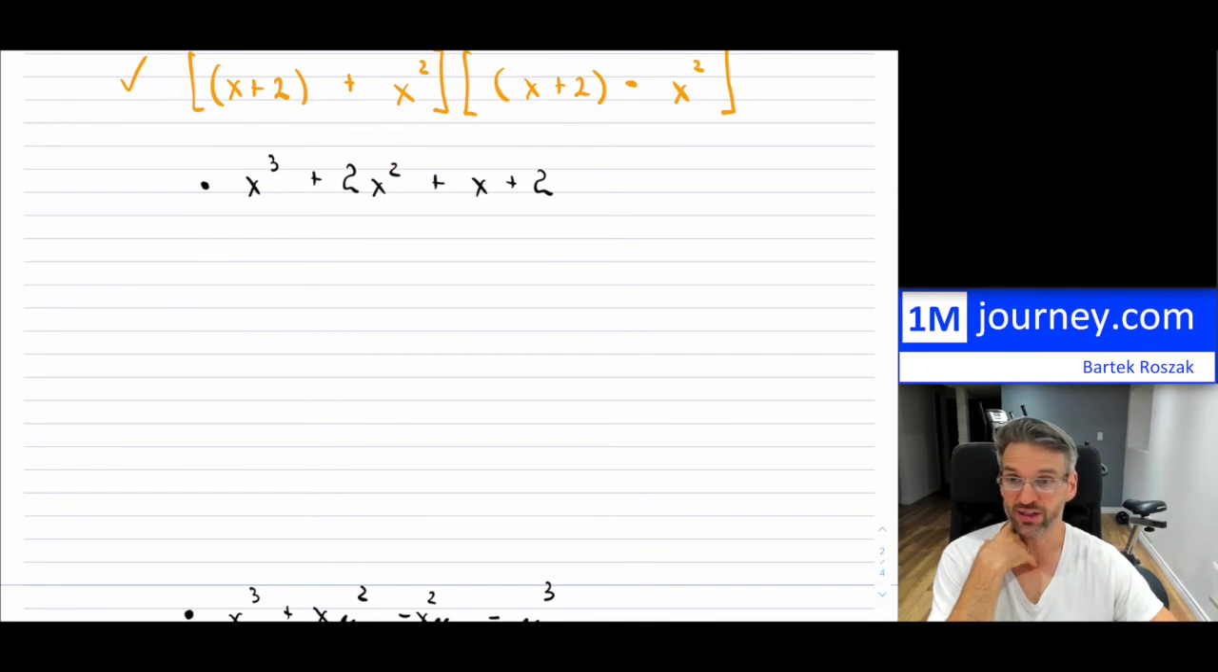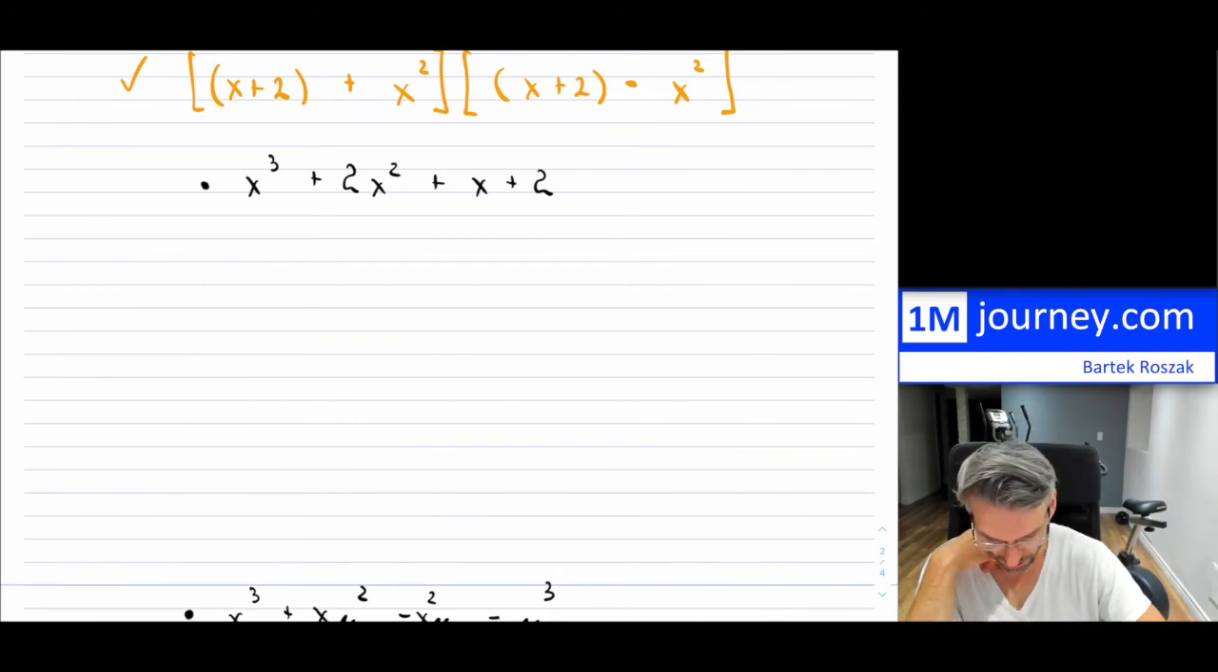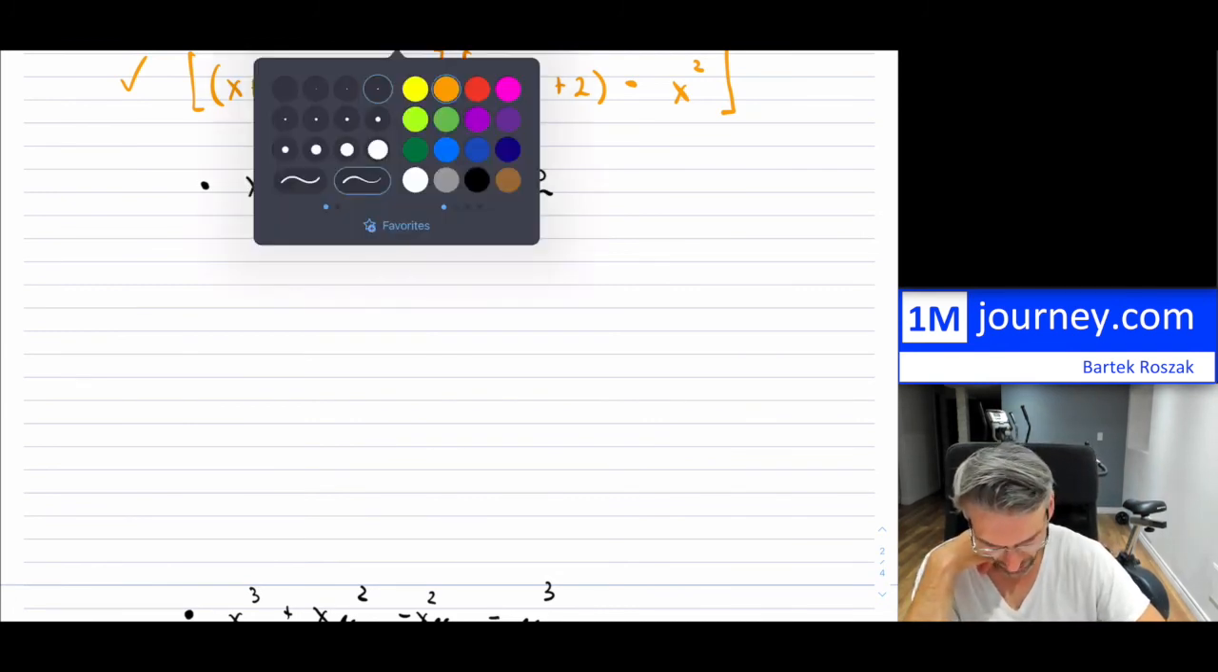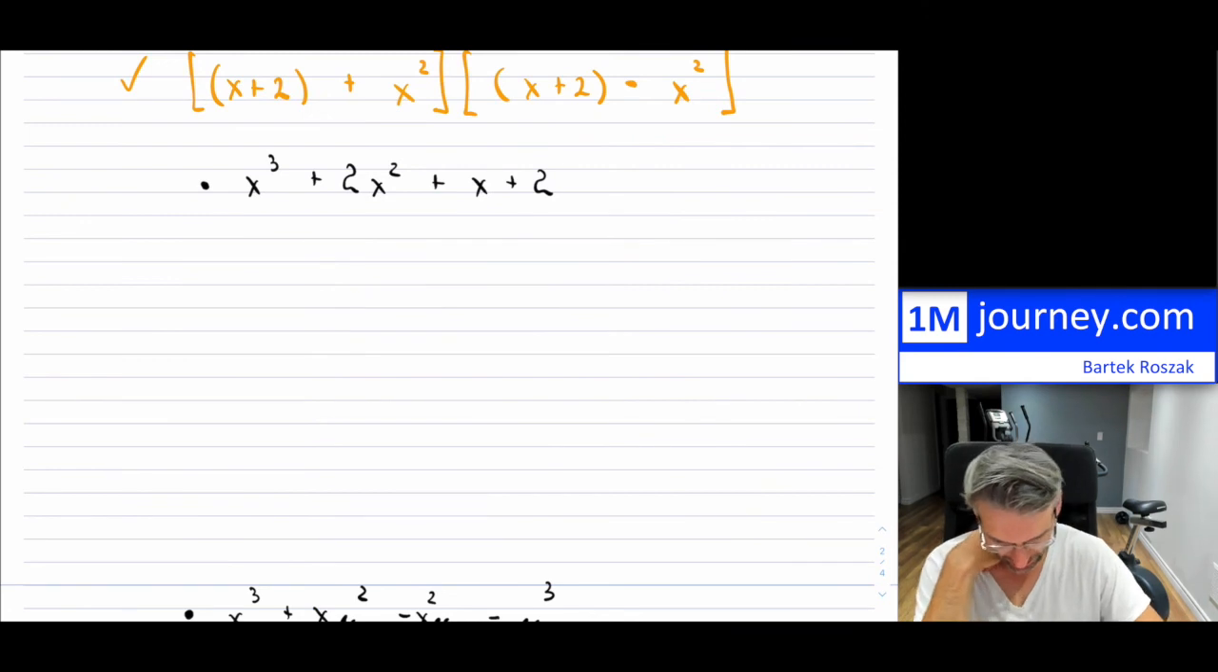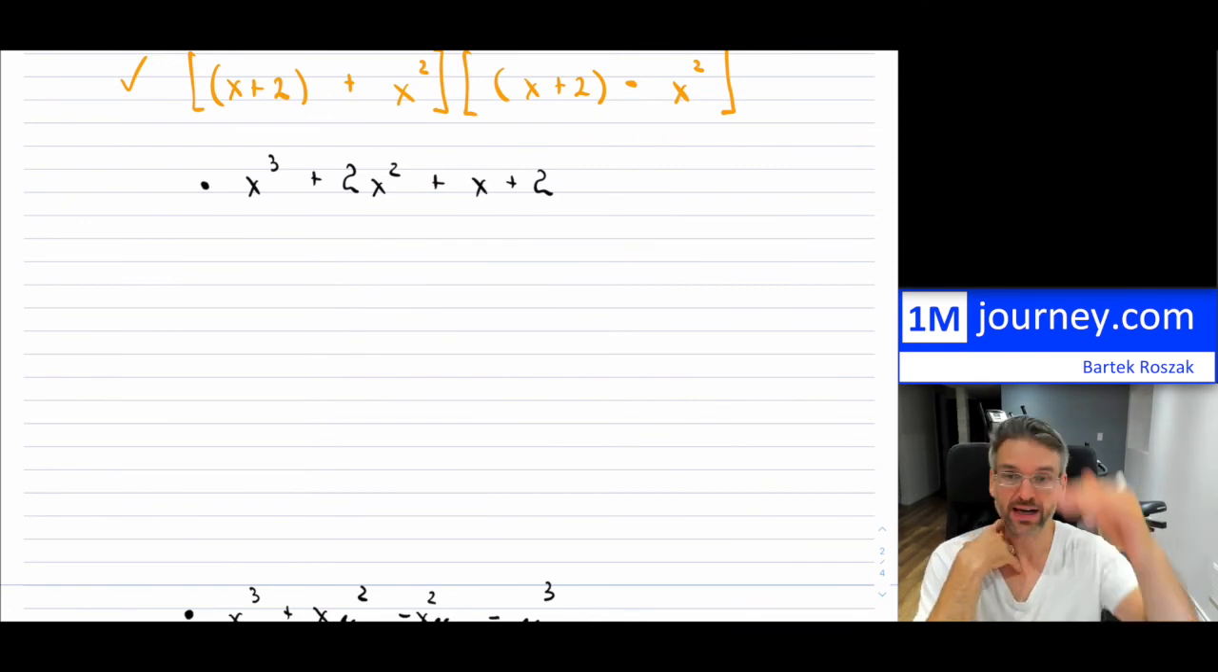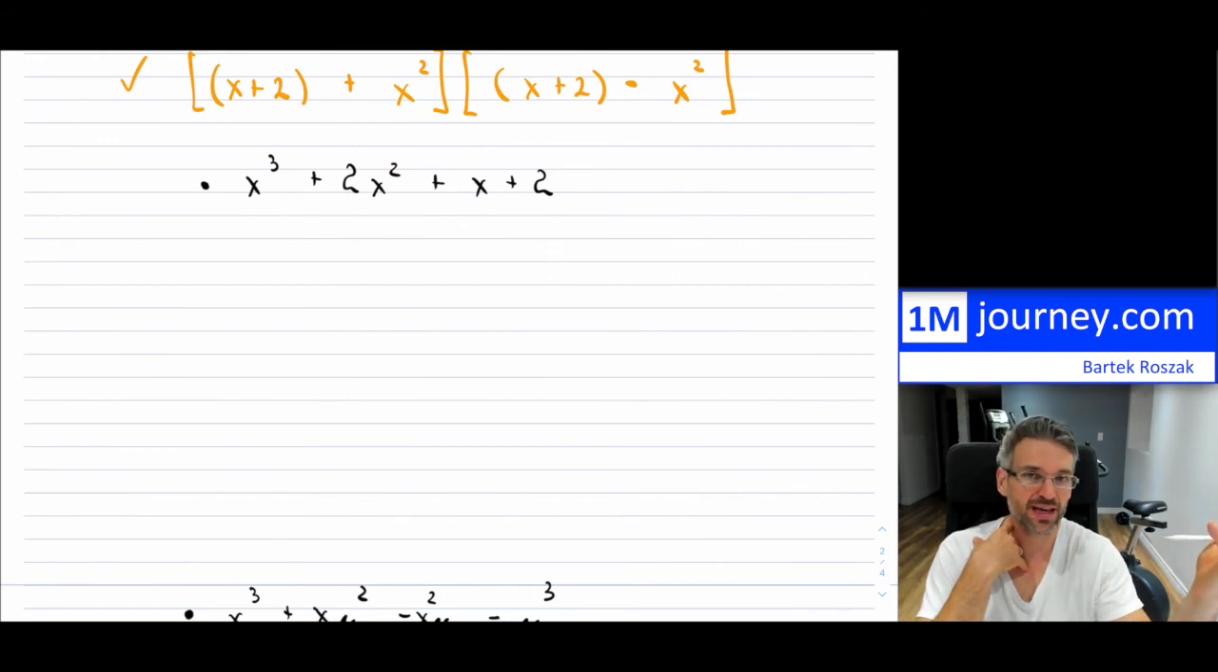So what can I do in terms of grouping? Let's try to find some greatest common factor in terms of grouping. So here is what I would have approached. If that doesn't work, and again, I'm just going through this to show you that it is a bit of guessing.